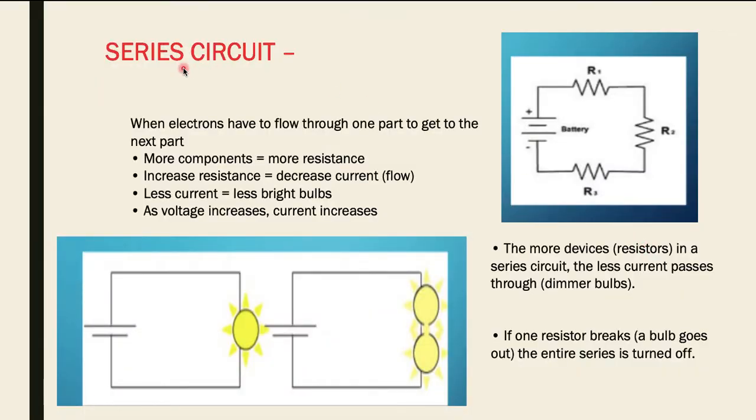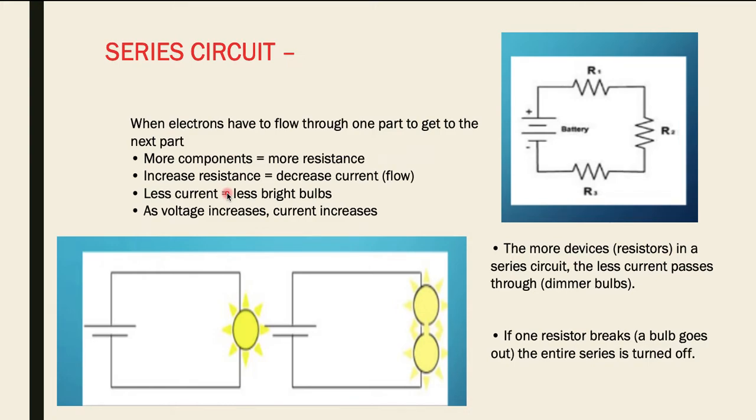Series circuit: electrons flow from one part to get to the next part. This is the battery. This is the resistance, connected in a series connection with only one path. More components means more resistance, which is nothing but having more bulbs, increasing the resistance and decreasing the current flow.